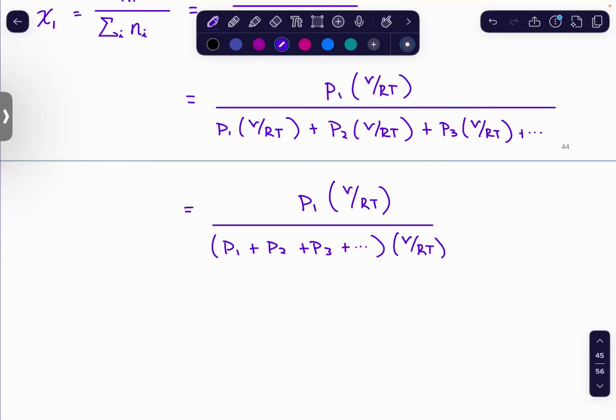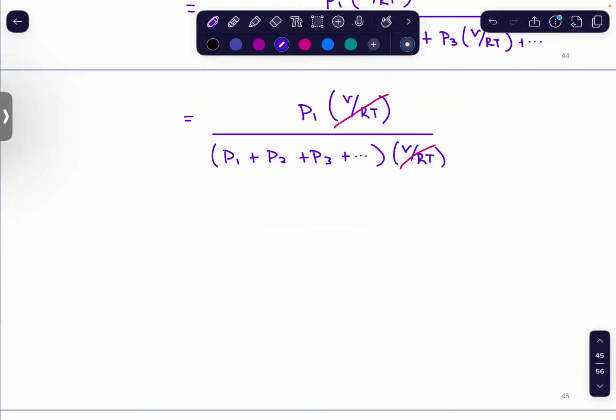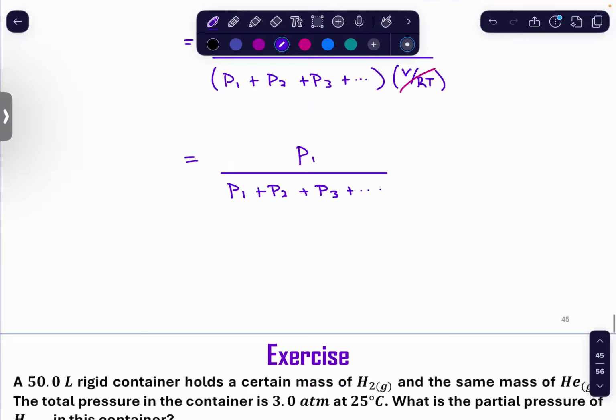And now I see V over RT is a constant, so that's going to divide out. And I end up with, let's see, our denominator is P1 plus P2 plus P3. And so you see that, again, our mole fraction can be represented.